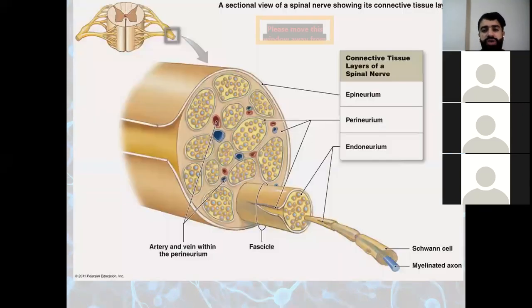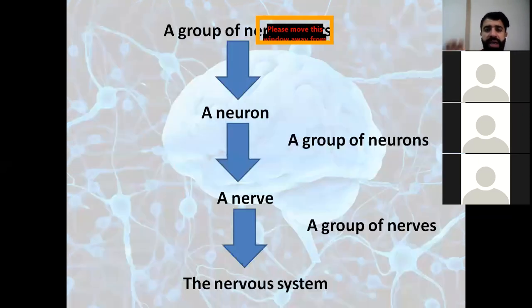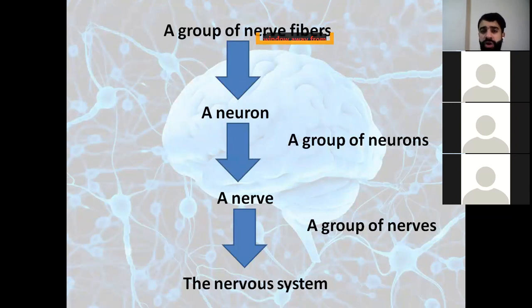Okay, so let's start with the anatomy of a nerve. A nerve is a bundle, a group of nerve fibers, and we have the epineurium, perineurium, and endoneurium. I don't want to move into details. You have to know this one: a group of neurons, nerve fibers, form a nerve, and a group of nerves form what is known as the nervous system.